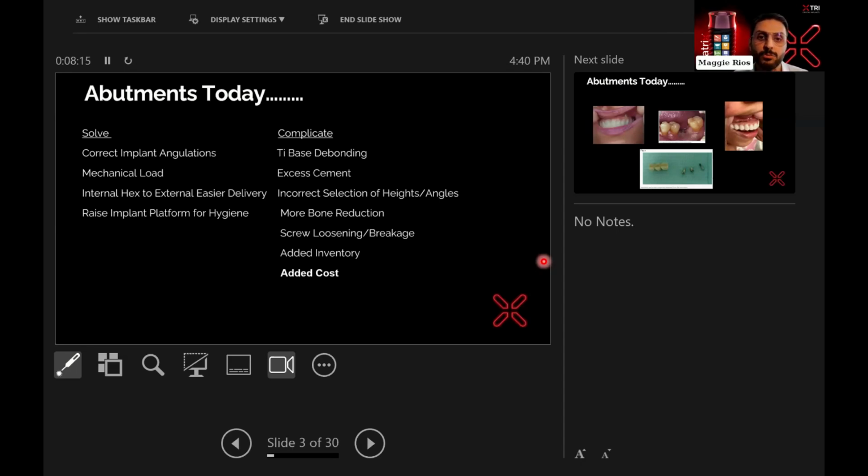We see a lot of screw loosening, we see a lot of breakage, and that's again because of the limitation we have in the size of the screws that we're using. And added inventory, added cost, already talked about it. Those are the things that come with the abutment. So the moment we can take away the middleman, we obviously get rid of all these issues as well.